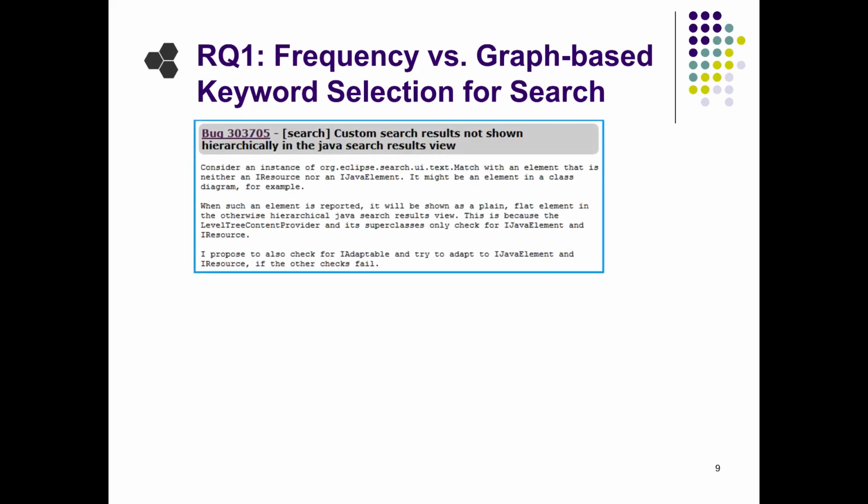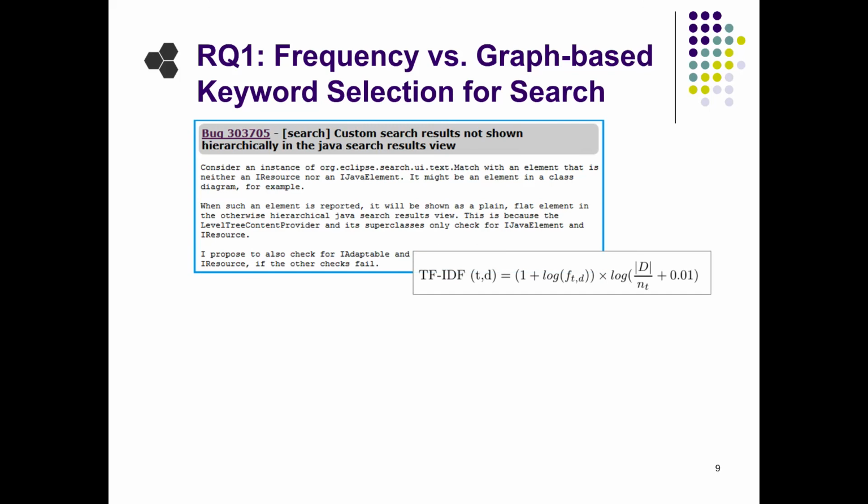For the frequency-based techniques, what these folks did is they take a bug report, and from that bug report they calculate the term frequency as well as the inverse document frequency of different keywords. Based on this TF-IDF, they try to determine the importance of different keywords, and then the important keywords are extracted as a search query.